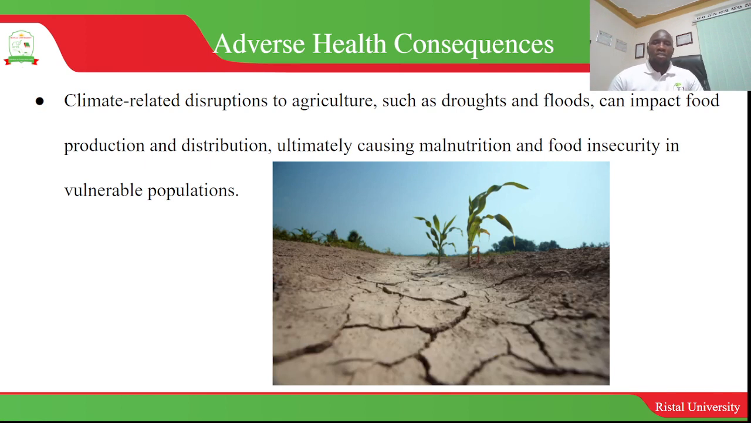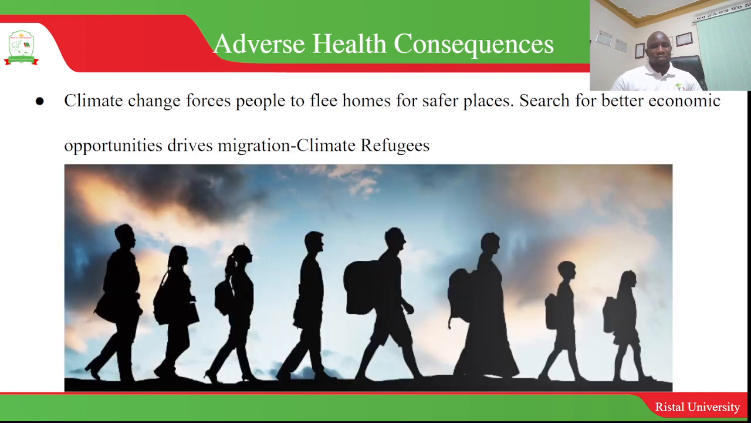Okay, so in terms of agriculture, food shortage, malnutrition, and then increase the risk for infectious diseases. We have what we call climate refugees. People who move from their area because of extreme weather events, they may become climate refugees. They look for places which are a bit safer for them to stay in, and also look for better economic activities.